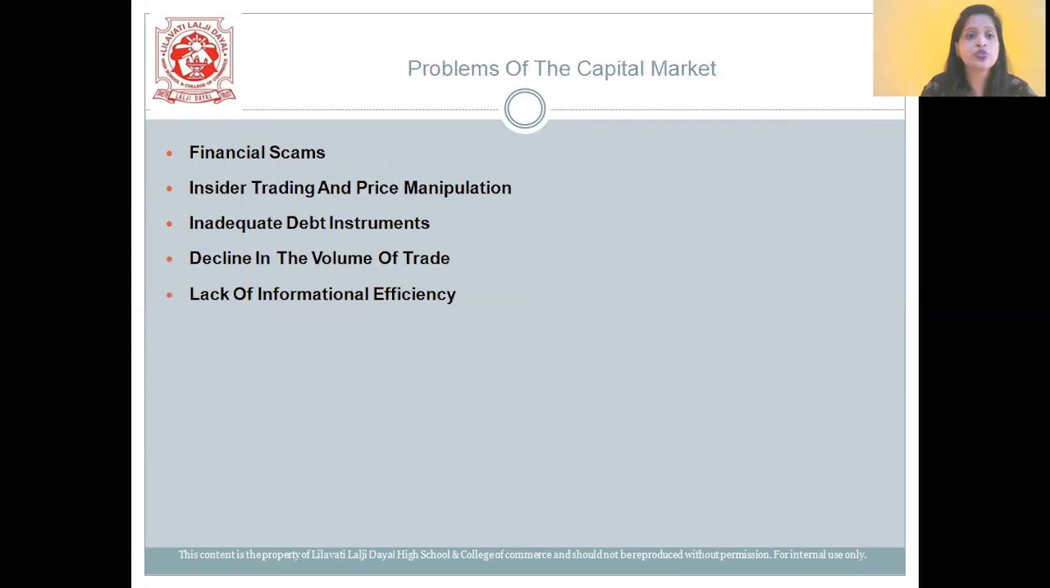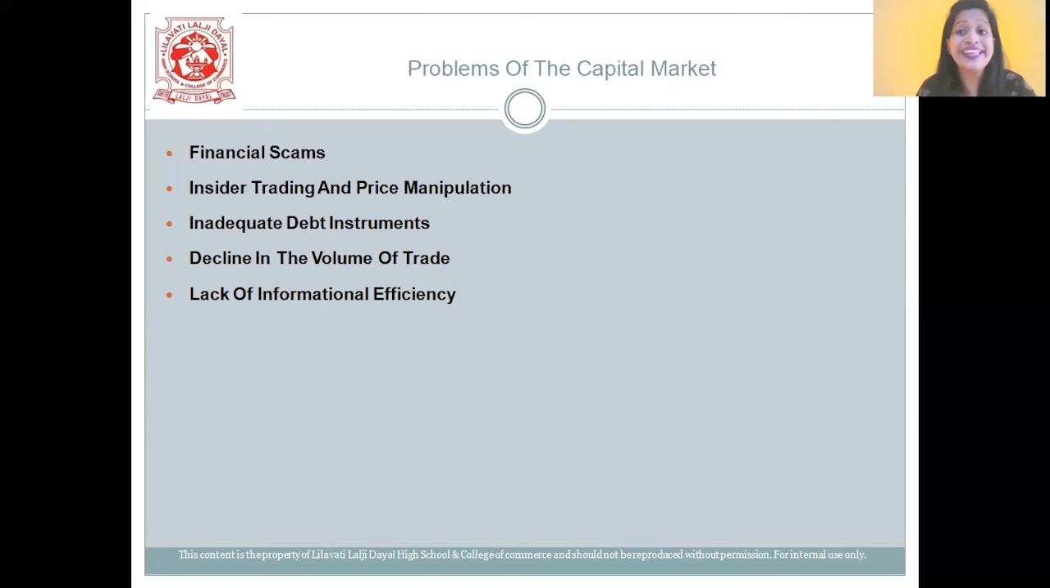Let's move on to the next slide, students, and that talks about problems of capital market. First you have financial scams. Students, an increasing number of frauds have resulted in loss in the capital market. Second one is insider trading and price manipulation. What is insider trading? It means buying and selling of securities using information that is not available to the public. Because of this, price manipulation can take place, and price rigging also can take place. So that becomes a problem in the capital market.